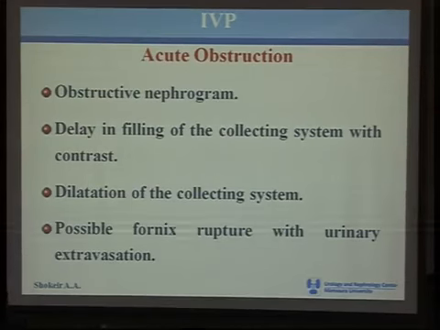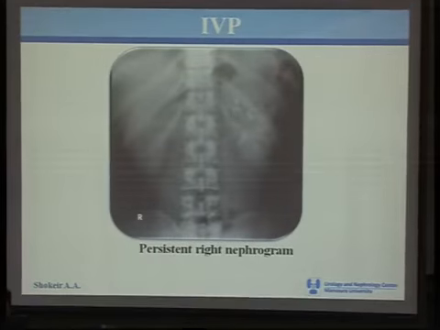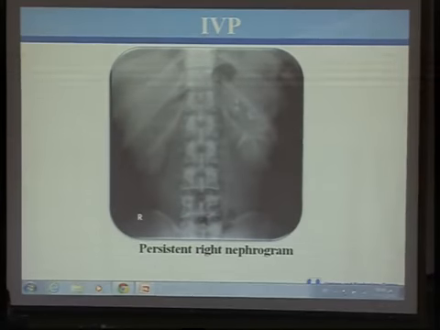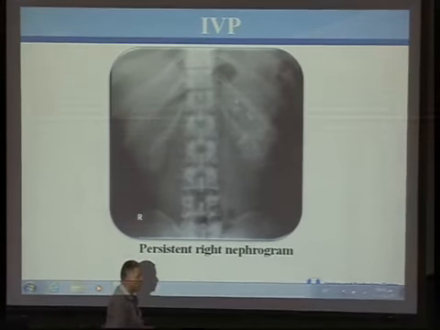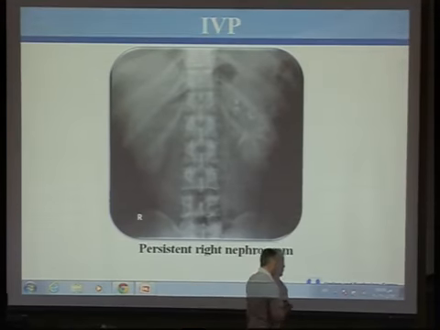In acute obstruction, we may have the findings of obstructive or persistent nephrogram, delayed excretion of dye, no excretion of dye, or rupture of a minor calyx, rupture of a fornix. This is an example of persistent nephrogram on the right kidney. The dye is entrapped in the kidney without excretion into the pelvicalyceal system.